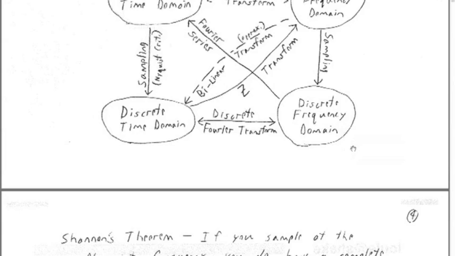A couple comments on sampling. A corollary to Fourier's theories is Shannon's theorem. If you sample at the Nyquist frequency, in other words, if there are no frequencies in the continuous data above your Nyquist frequency, which is related to your sampling frequency, then Shannon's theorem says you do have a mathematically, logically complete description of that time series. So if you hold to the Nyquist criterion, you don't lose any information. And that's a big caveat. Holding to the Nyquist criterion is sometimes quite difficult.